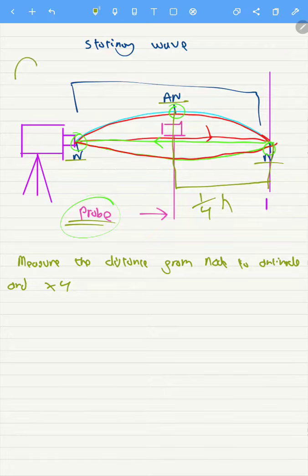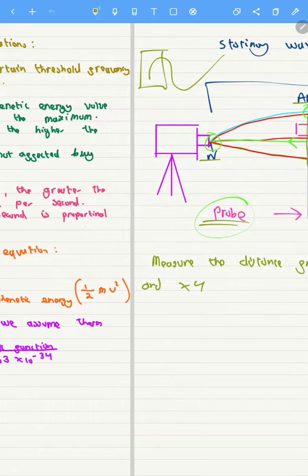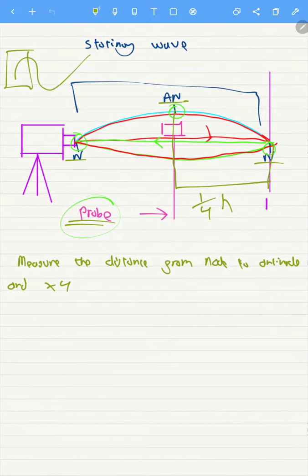But obviously a wave looks like this. And this is only this part of it. Because most of the time you won't actually only have one stationary wave being formed. You'll have multiple. So you measure distance from a node to an antinode and times 4.